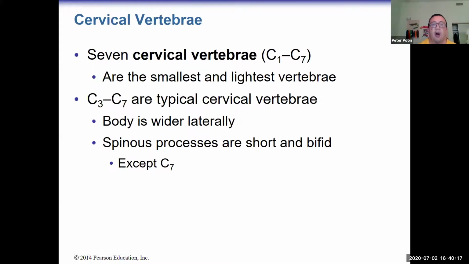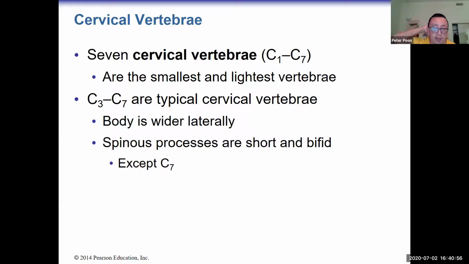So let's look at the cervical vertebrae. There are 7 of them, called C1 through C7. C3 through C7 are typically cervical vertebrae. Their body is wider than normal. They have a short spinous process, and the end of the spinous process splits a little bit, so it's called bifid. It splits into 2 little processes. Except C7. C7 is unique.